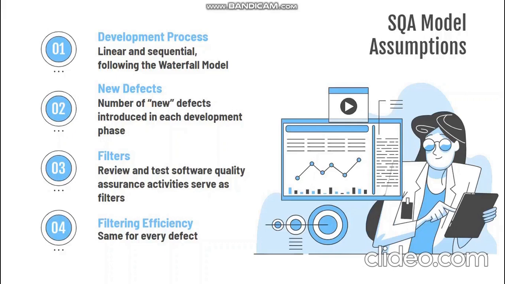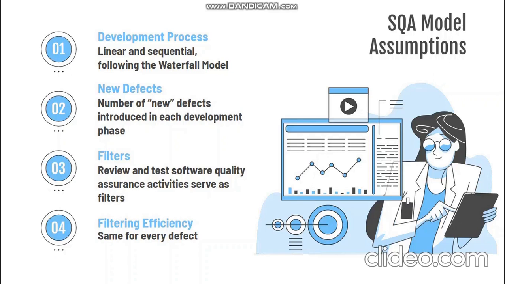Hello everyone, my name is Esranur Ersan, and my friend Arife talked about the data required for the software quality assurance model, and I would like to explain more about the actual software quality assurance model. So I'd like to start with the model assumptions first.